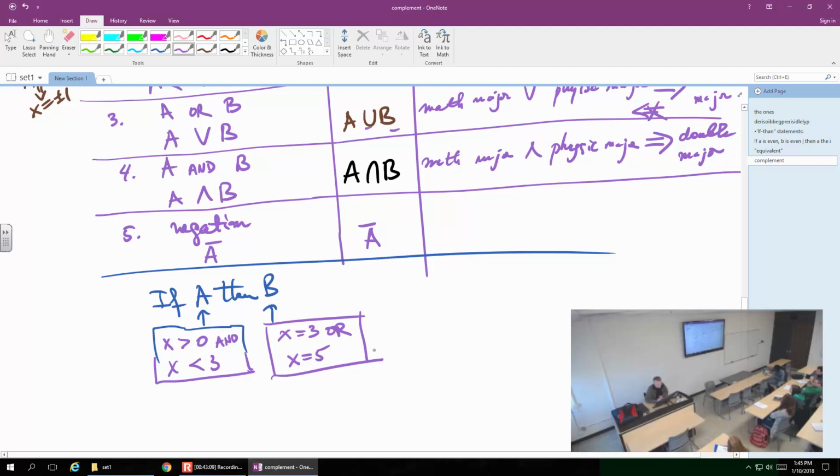If I take this and want to use just the symbols without letters, I'm going to have x larger than 0. Just like in algebra, it's a good idea to separate the statements with parentheses. And x less than 3 implies x equals 3 or x equals 5. Okay, so that is a typical way we can create any statement that you want.